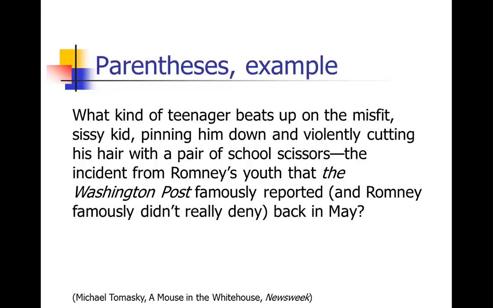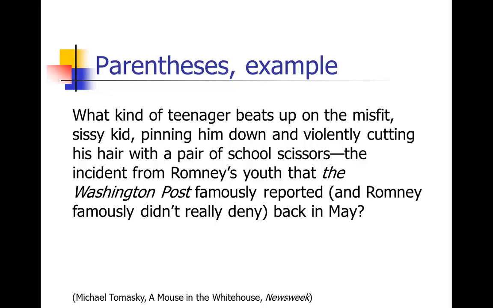So I was reading something in Newsweek the other day, and I picked up a sentence from there. It says, what kind of teenager beats up the misfit sissy kid, pinning him down and violently cutting his hair with a pair of school scissors? Note the use of a dash here. The incident from Romney's youth that the Washington Post famously reported, and Romney famously didn't really deny, back in May.